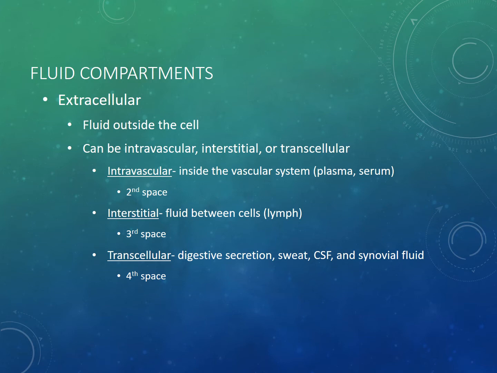So, what about fourth space? Well, here's what I need you to know about fourth space. It's called transcellular. It's comprised of pretty much anything I haven't talked about yet. So digestive secretion, sweat, cerebrospinal fluid, synovial fluid, vitreous humor, aqueous humor, and so on. If you've got fluid in a weird spot in your body, it's going to fall into this transcellular category. It's the fourth space, but it's also pretty irrelevant where fluid and electrolyte balance is concerned. It's not a major player.